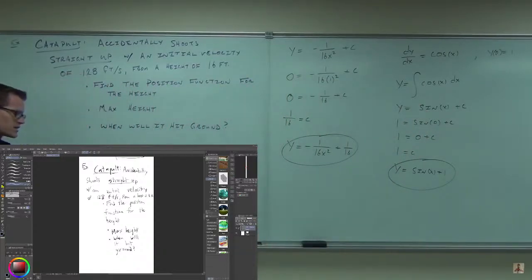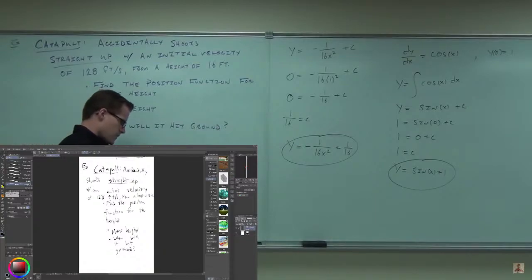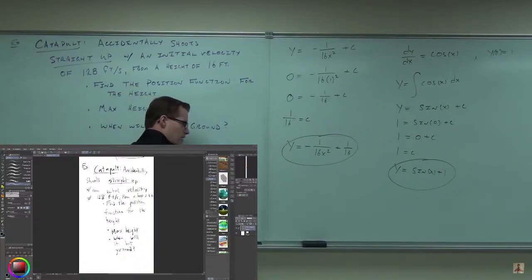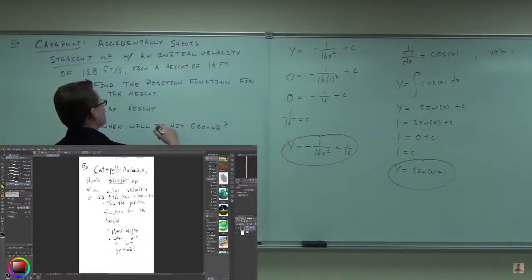Let's talk about a few things that we should know. Firstly, let's call our position function S. That's typical for a position function. So S of t, according to time.